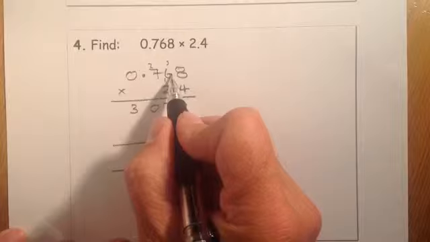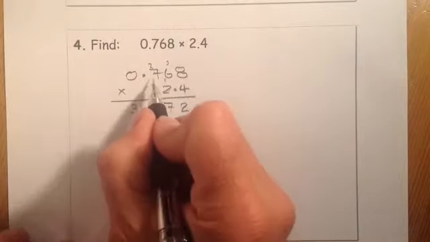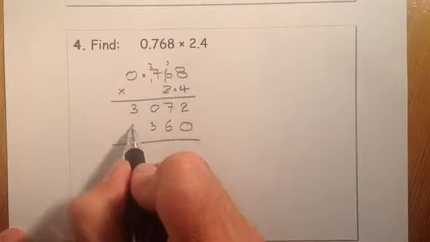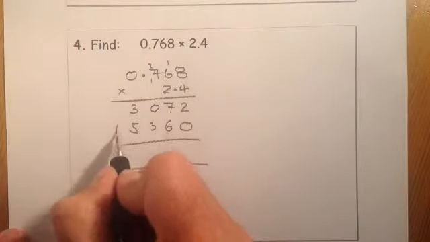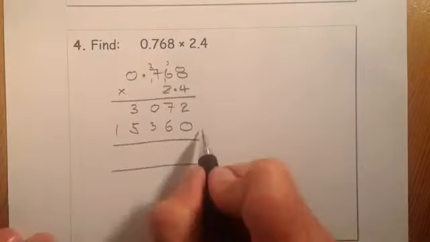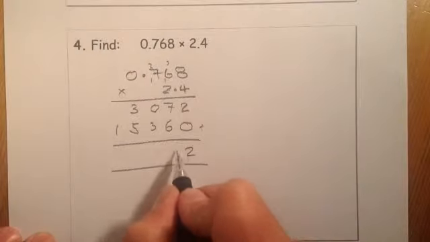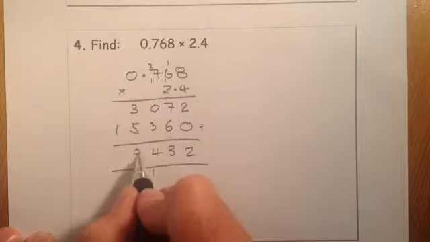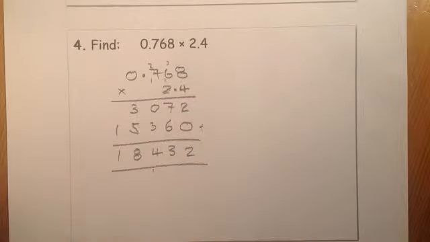2 times 6 is 12, with 1 is 13. 2 times 7 is 14, with 1 is 15, and I've nowhere to carry it to, so I'll put it in there. I'm going to add that together. That should give me 2, that's 13, that will be 4, that will be 8, and that will be 1. So 1, 8, 4, 3, 2.